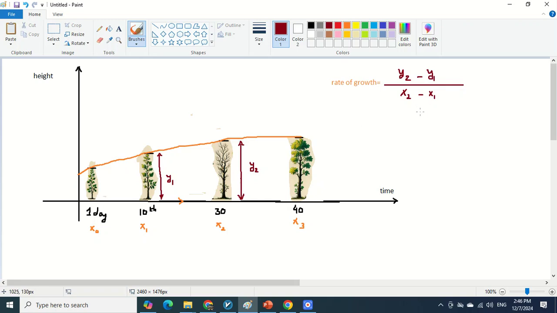For instance, if it's growing 4 inches, let us write it 4 inches, and this duration, as you can see over there, is 20, then I can say that the rate of growth for that tree is 4 inches over 20 days. So we have this rate of growth for this tree.